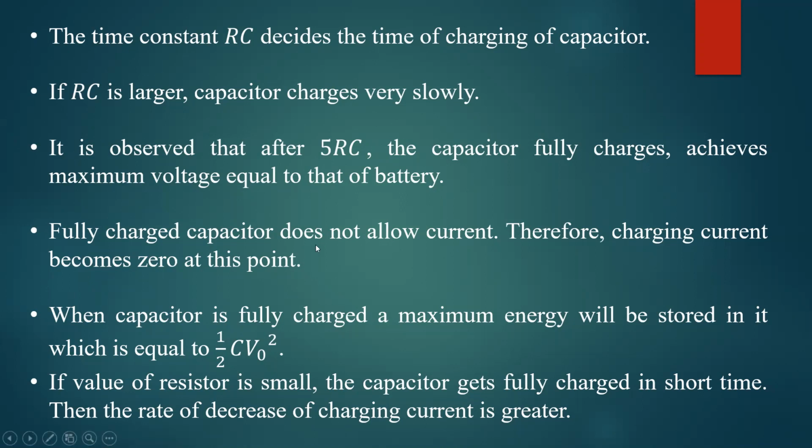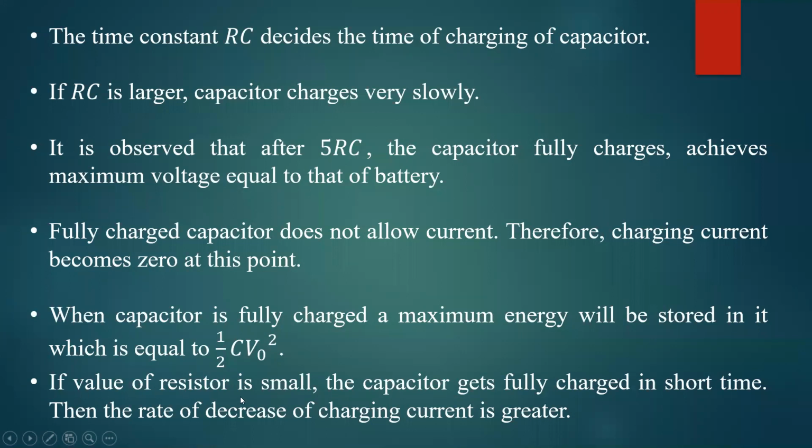Then a fully charged capacitor does not allow the current. Therefore, charging current becomes zero at that point. When the capacitor charges fully, the charging current becomes zero. That is obvious. Current decreases and it becomes zero when the capacitor is fully charged. When the capacitor is fully charged, the maximum energy stored in it is equal to half C V naught square, where V naught is the battery potential and C is the capacitance.